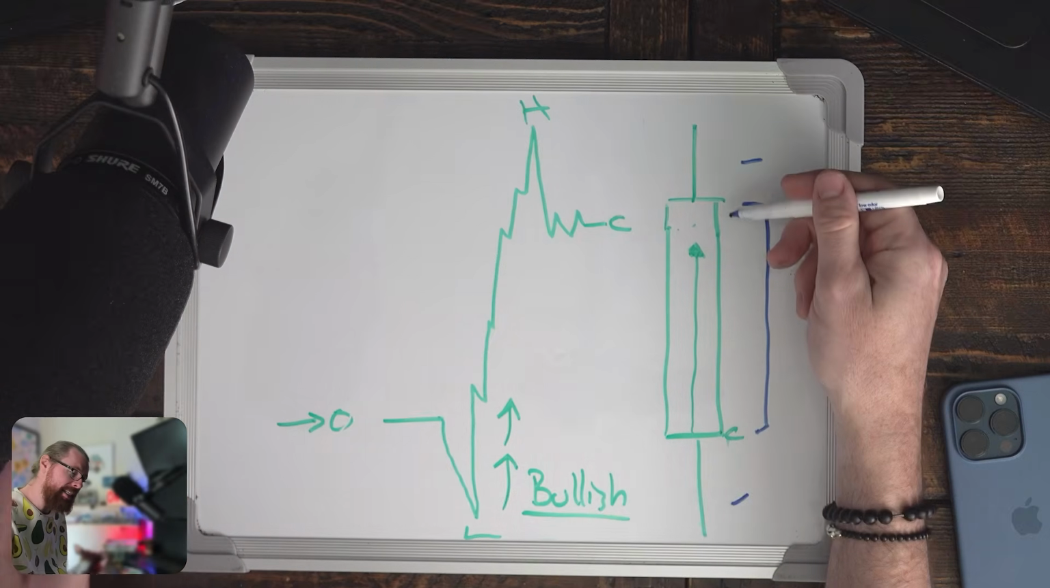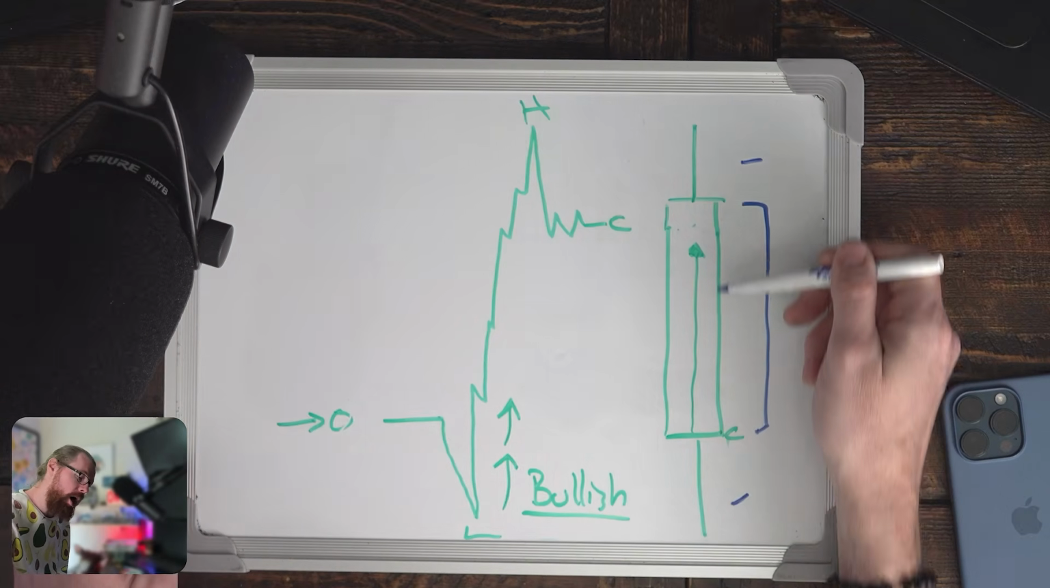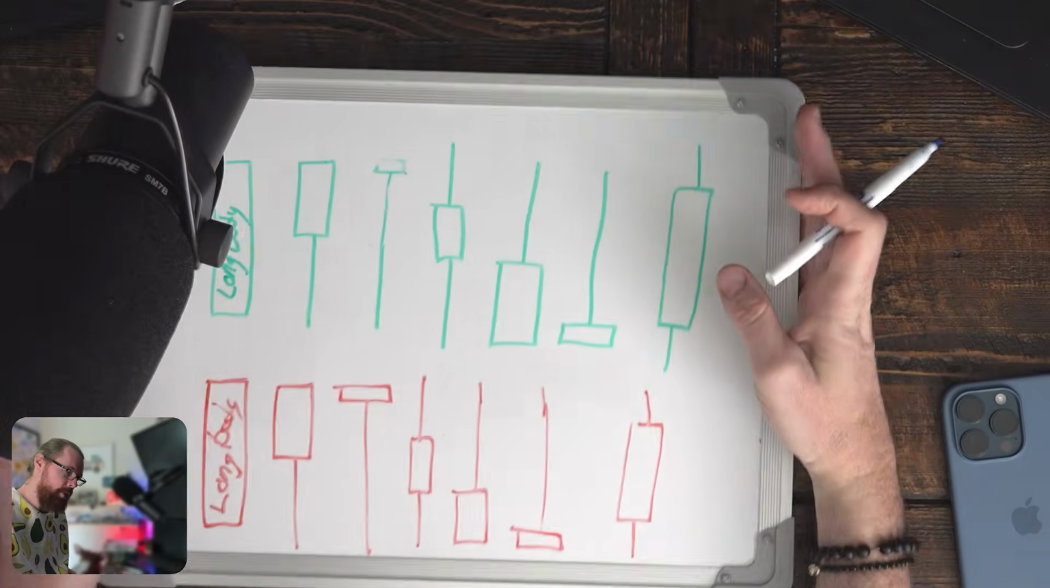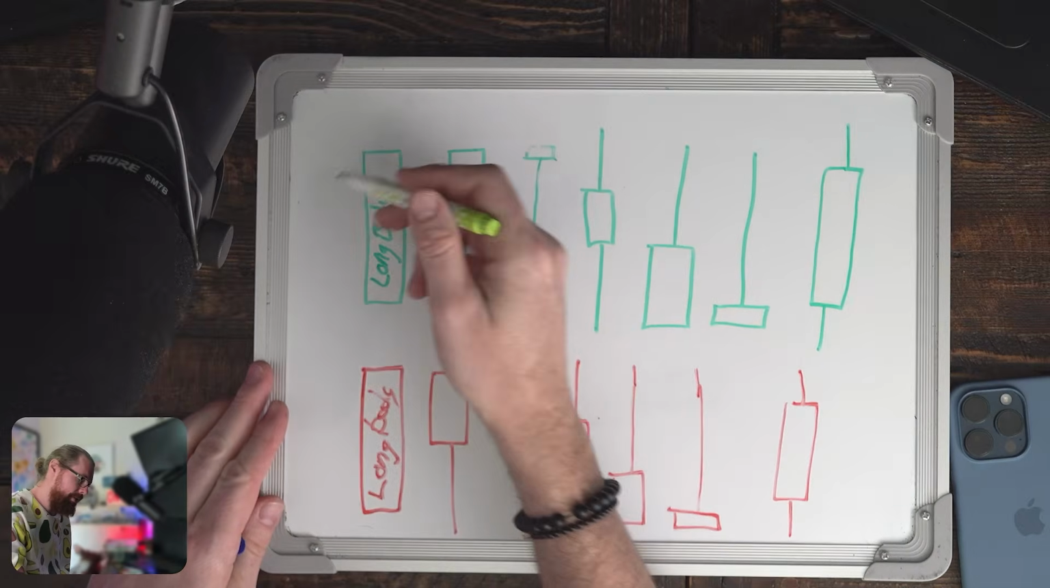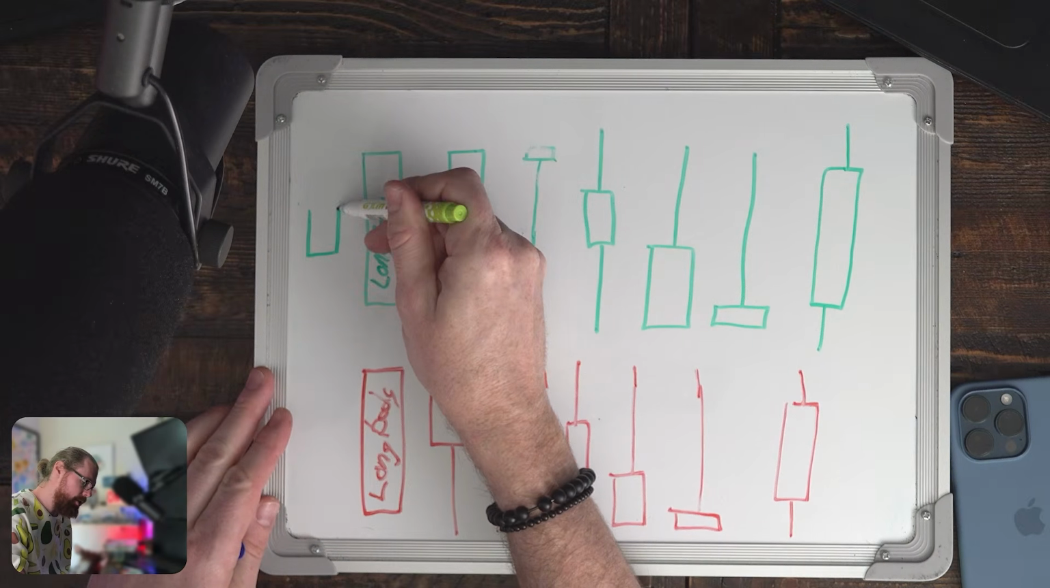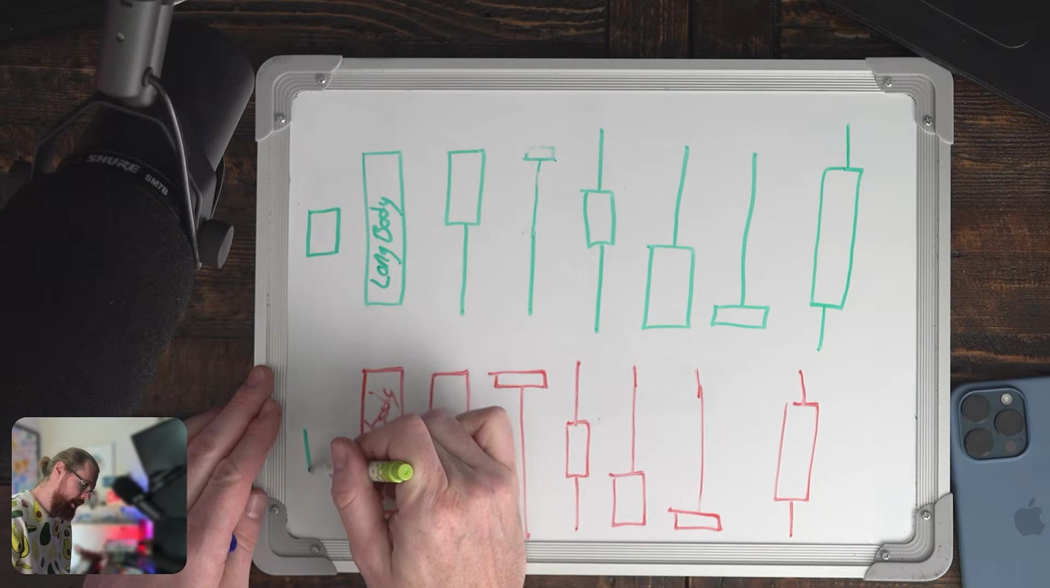So a long body candle has a very long body. Now, if we go back over here, just for the sake of adding one, I could draw a small body candle or a short body candle right here.